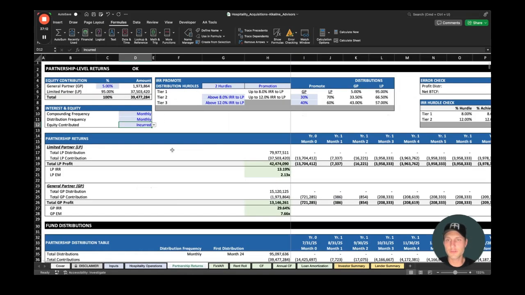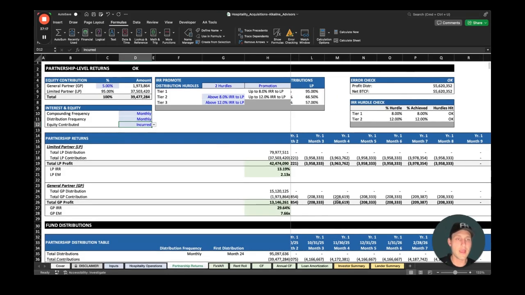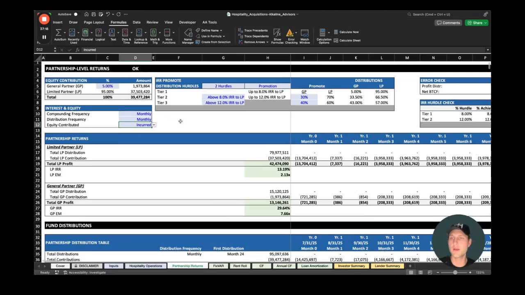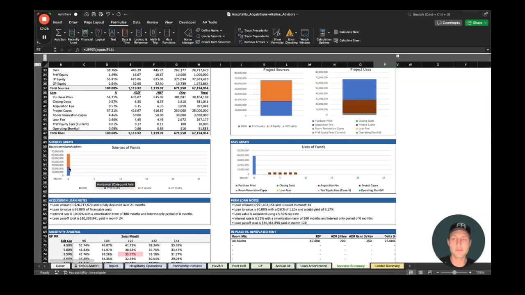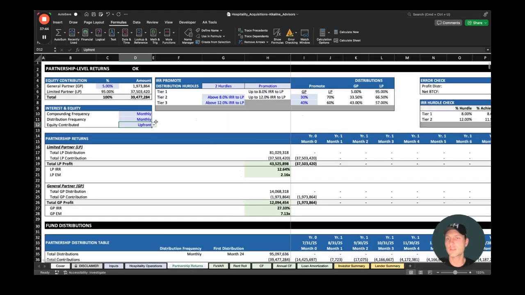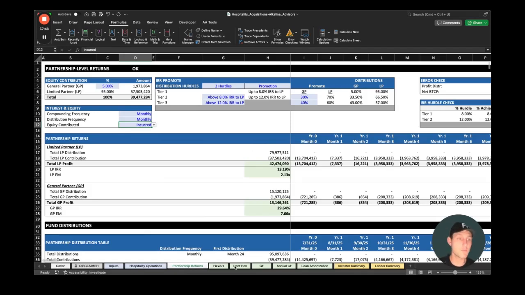If we go back to the partnership return section, you'll notice equity contributed is on incurred. So we're bringing equity to the table whenever we need it at any given period. If we toggle up front, we're front loading all of the equity, saying, hey, all equity is needed at time 0. We can go back to the investor summary and you'll notice this chart updates. Why? Because it's the sources of funds. We just said we're collecting everything up front. And then with the uses of funds, it holds the same pattern. So let's go back to the partnership return section, go back to incurred. That's the partnership return section, and everything else in this model auto-populates.